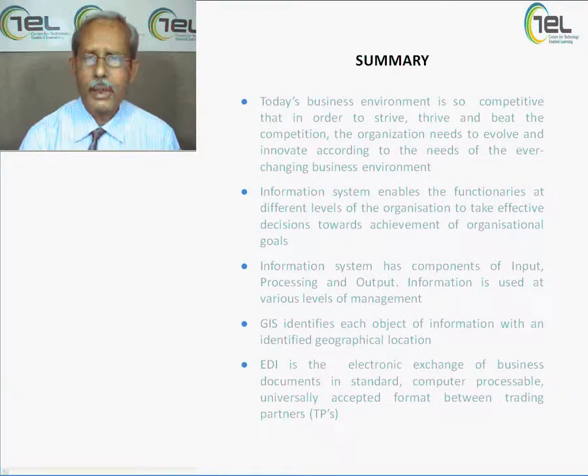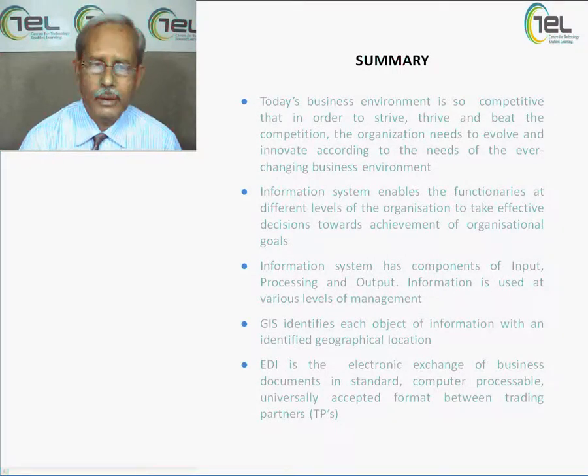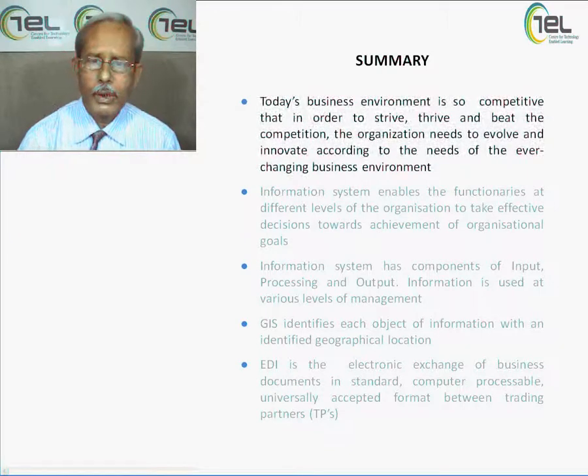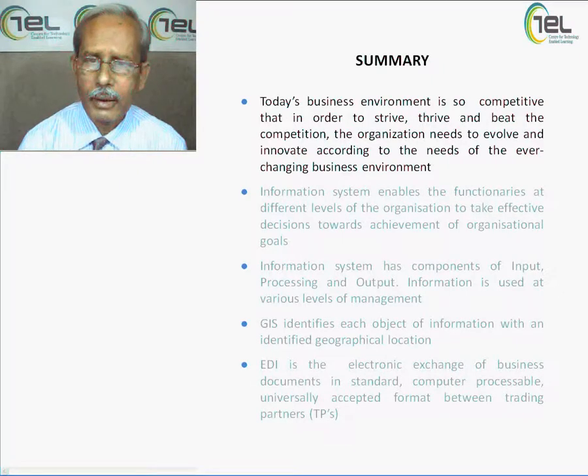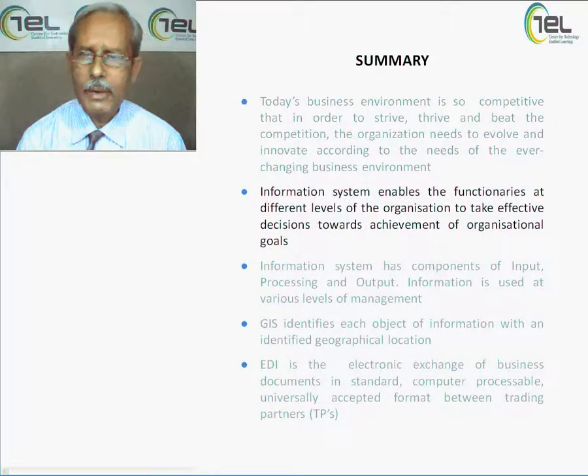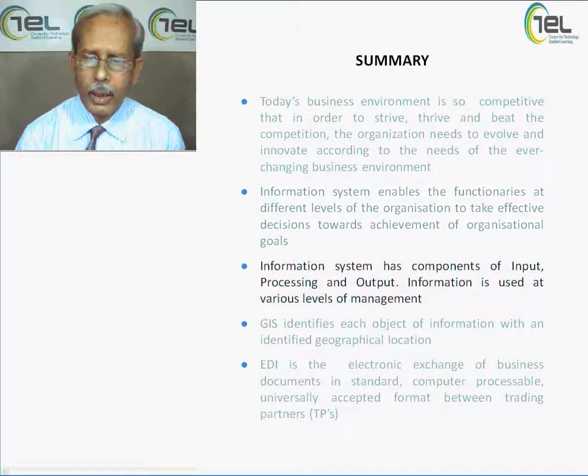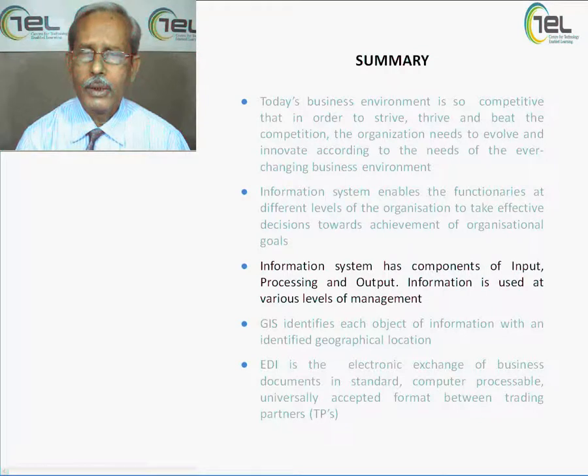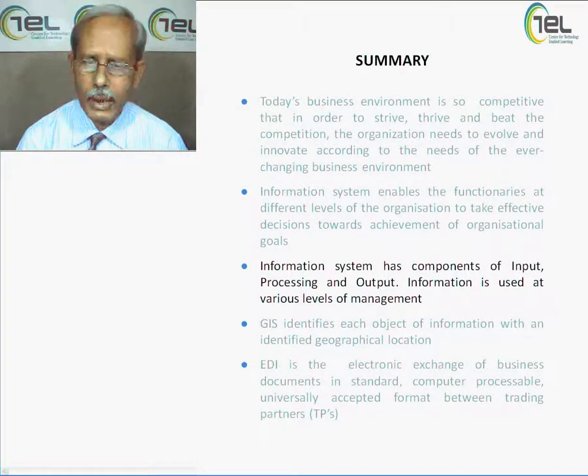So we can summarize what we have learned in this lesson. Today's business environment is so competitive that in order to thrive, we are required to evolve, and in this changing business environment we require more and more information. An information system allows functionaries at different levels to take proper decisions so that the organization can go ahead. An information system has components of input, processing and output. Data is taken as input, processed in the way the user needs, and then output. This information is required at every level of management.